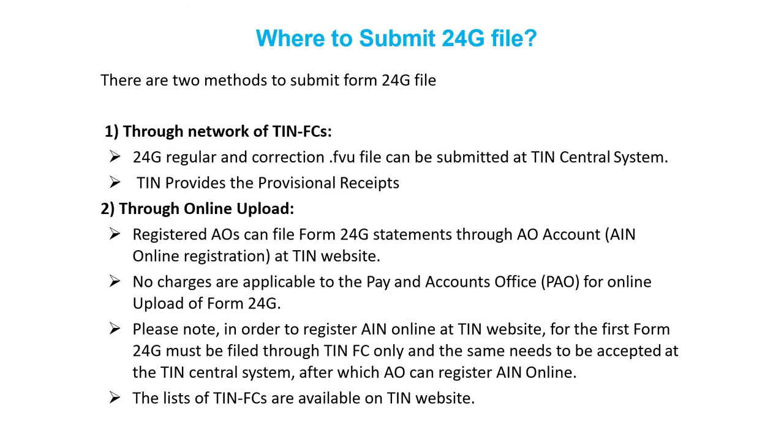After saving the FVU file, Form 24G has to be submitted, and it can be submitted in two methods. One is through the network of TIN FCs. You can copy the FVU file in a CD and submit it to TIN FC, that is TIN Facilitation Centers. After filing the Form 24G, the TIN FC will provide you a provisional receipt.